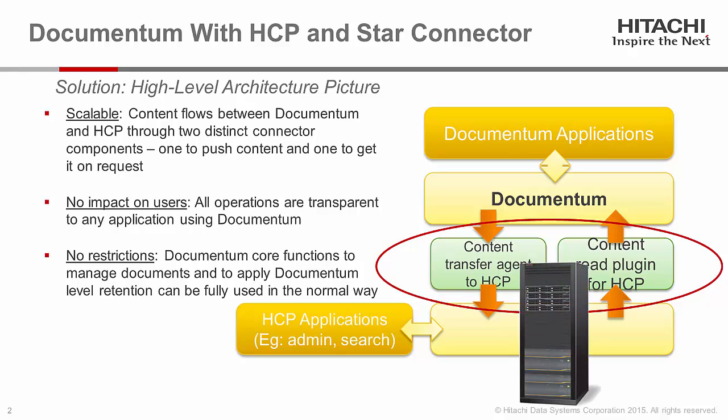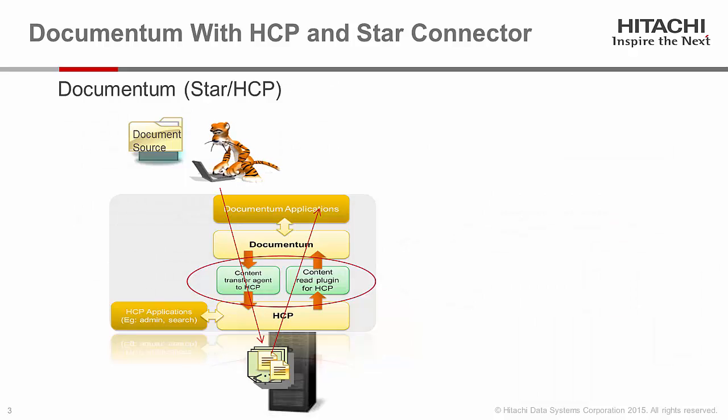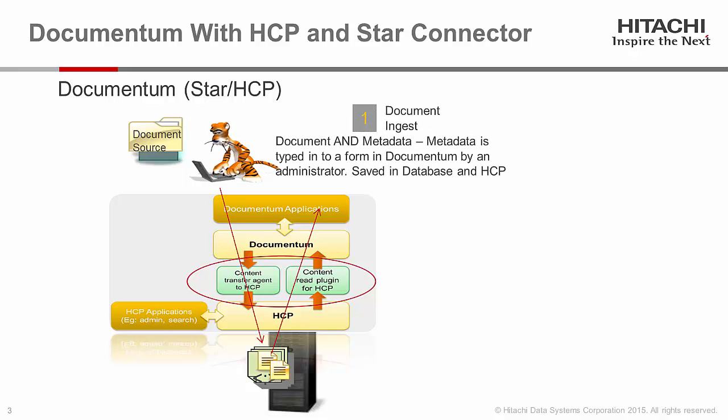HCP sits prominent in that architecture. It's where the content is held, and it is a very valuable feature to have. In particular, having a replication site for a second HCP allows the connector to respond to an outage. Here we have an example you may have seen before with a user or an application ingesting content into the Documentum connector, where it goes onto the HCP. The two components are there, the read and write pieces.